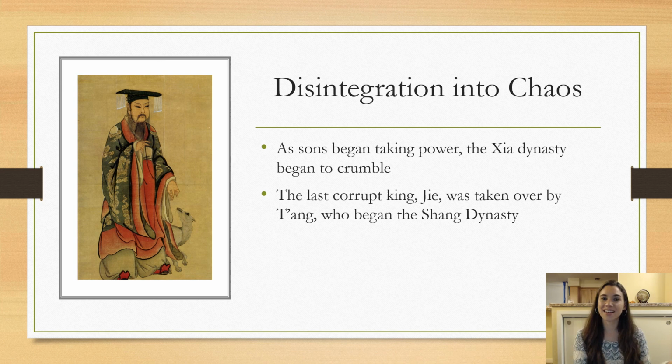However, the Xia dynasty does disintegrate into chaos. So the three sage kings disinherit their own sons, but soon sons begin taking power, and the Xia dynasty then begins to crumble. And this is a pattern that we're going to see over and over again in Chinese history. The last corrupt king was named Jie, and he was taken over by Tang, again pictured here. You read about him in your chapter. He begins the Shang Dynasty.